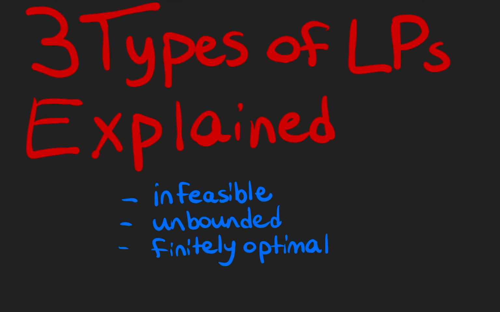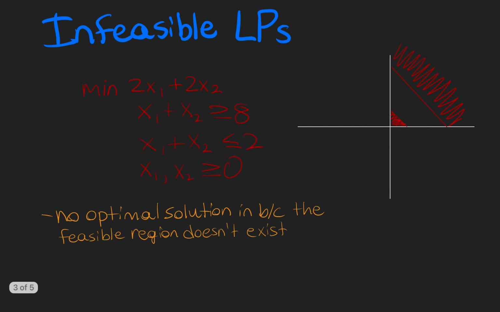I'm the OR guru, and today we're going to be talking about the three types of linear programs, and I'm going to explain all of them to you. As you might know, the three types of linear programs are infeasible linear programs, unbounded linear programs, and finitely optimal linear programs. Okay, first let's talk about infeasible linear programs.